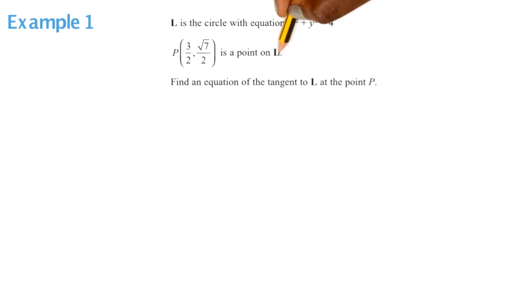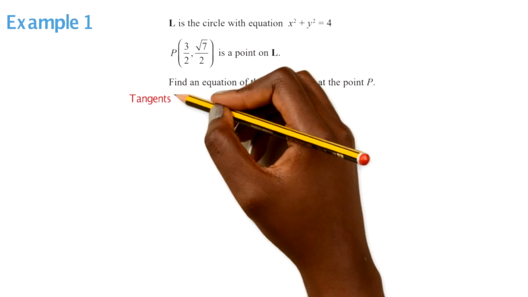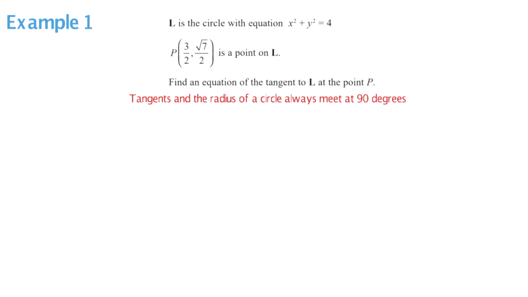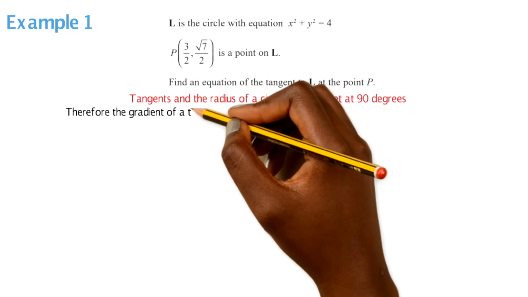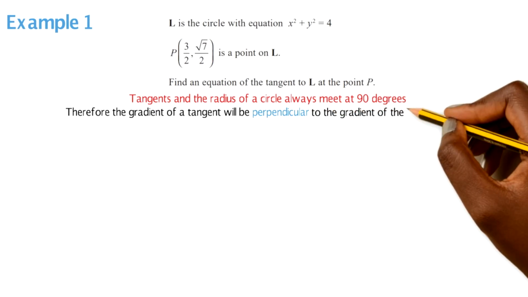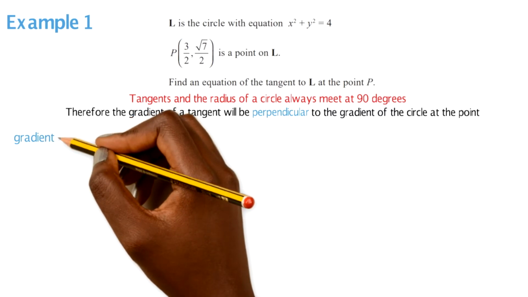Example 1. In this example, it's given us the equation of the circle and a point that lies on the circle, and it wants us to work out the equation of the tangent at that point. One thing you should remember is that the tangent and the radius of the circle are always 90 degrees. Therefore the gradient of the tangent will always be perpendicular to the gradient of the radius at the point meeting the tangent on the circle.